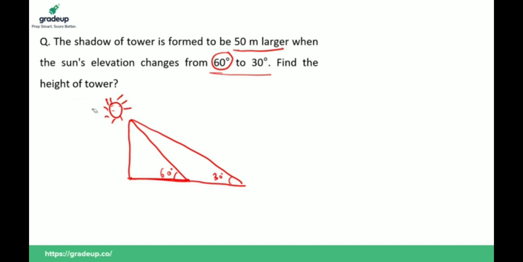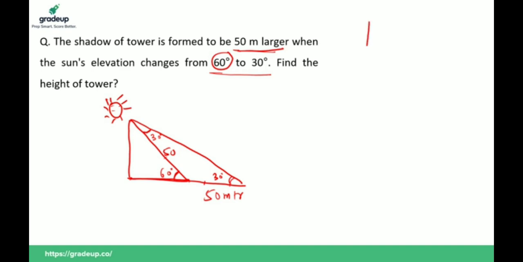Now, the shadow of the tower is 50 meters longer when the sun's elevation changes from 60 to 30. Find the height of the tower. You can solve it very easily. As you all know, by the exterior angle property, if this is 30, then this will be 30. And opposite sides to equal angles are equal. So if this is 50, then this will also be 50, using geometry.